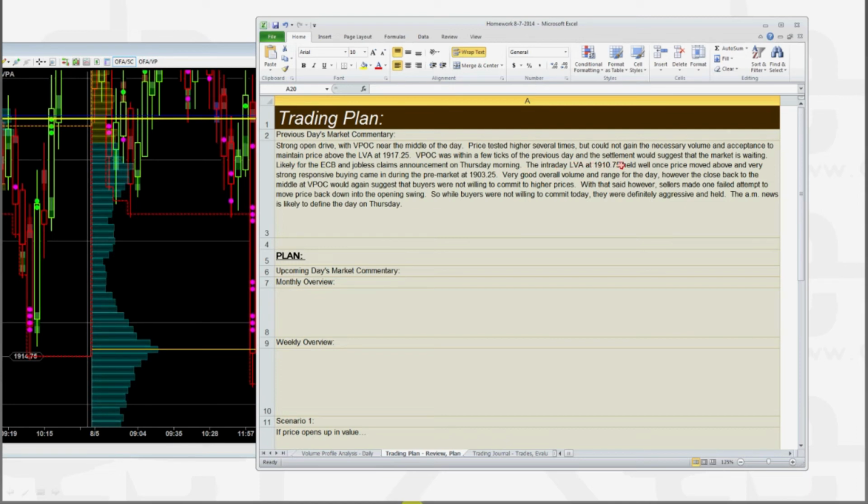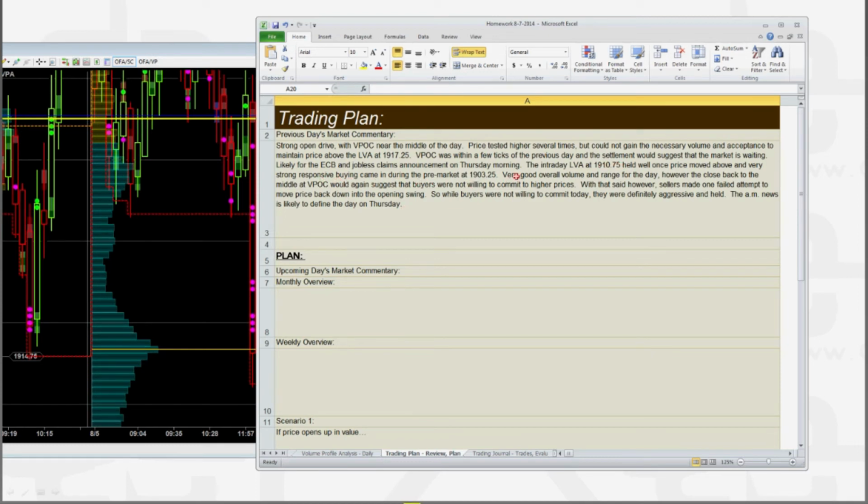The intraday LVA at 1910.75 held well once price moved above, and very strong responsive buying came in during the pre-market at 1903. I put that in there because as I'm about to develop my trading plan, I want to note that this LVA at 1075 held well. Held, I think, twice, 1075 and then 1125, once price moved above that level. So this tells me that buyers have conviction today at this level. So it becomes an area that I'm interested in if price moves back down there.